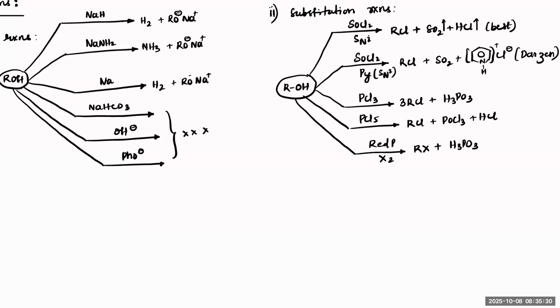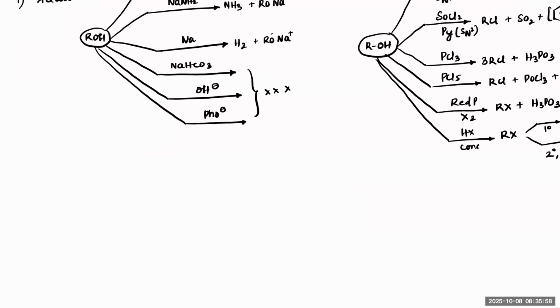Clear? Next, if you have concentrated HX, it will also give you RX. But here, usually if it is a 1 degree alkyl halide, it is SN2 mechanism. If you have 2 degree and 3 degree, it will be SN1 mechanism. This is something which we need to understand. Clear? Third reaction is about the Lucas test.